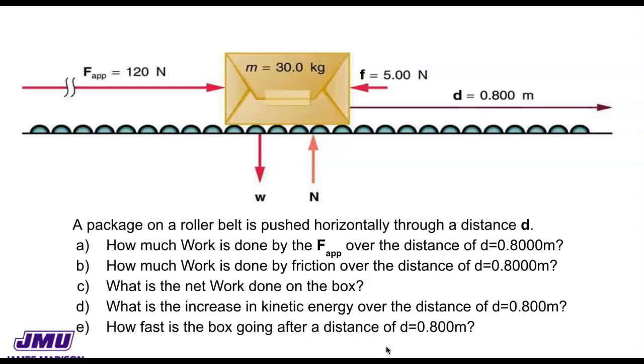How much work is done by the force applied over that distance of 0.800 meters would be found with the equation that we have used before for a constant force applied over a distance. The work is the dot product of that force applied and that distance. Since these two are pointed in the same direction, the theta between them is 0 degrees, cosine 0 is 1. So this just becomes 120 newtons times 0.800 meters, and we get 96 joules.